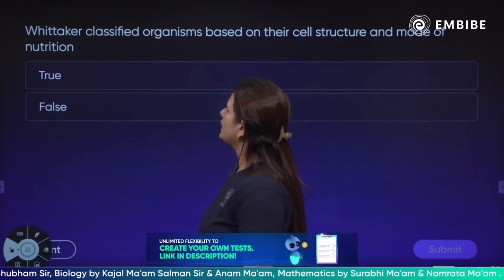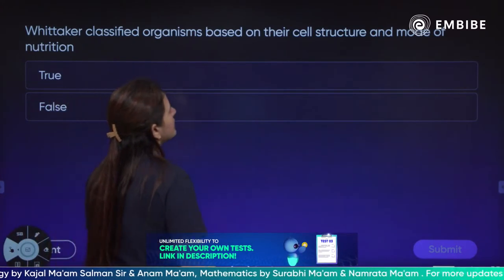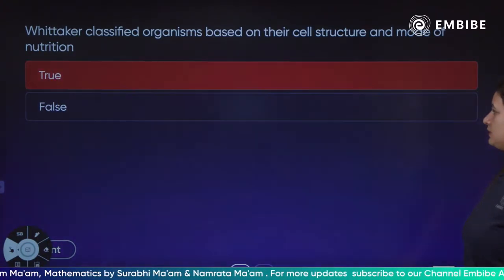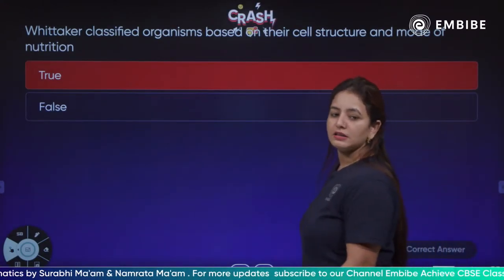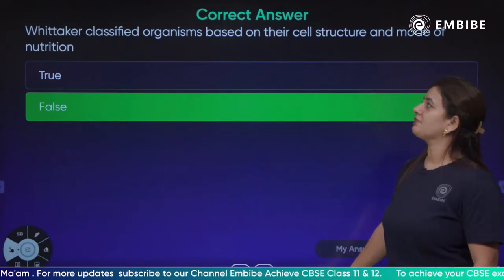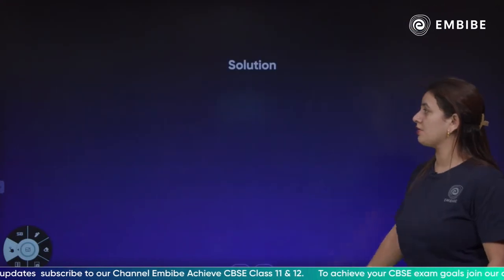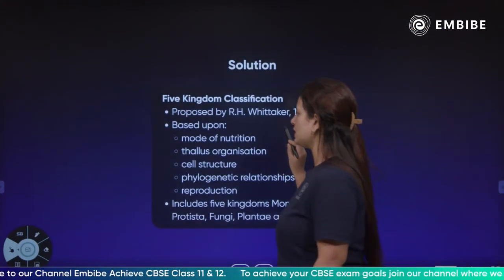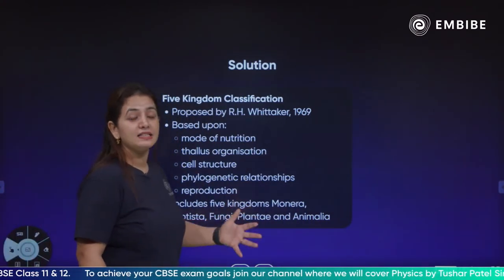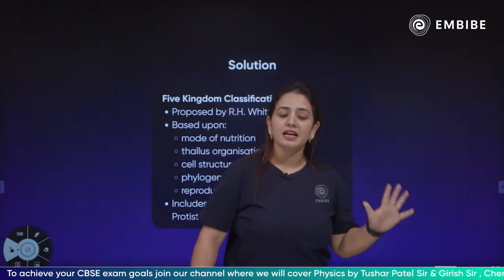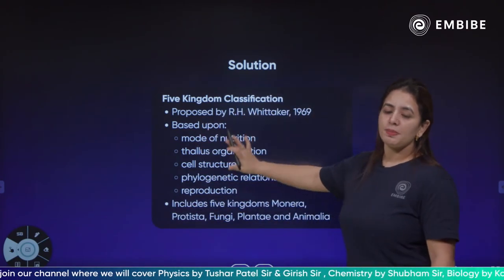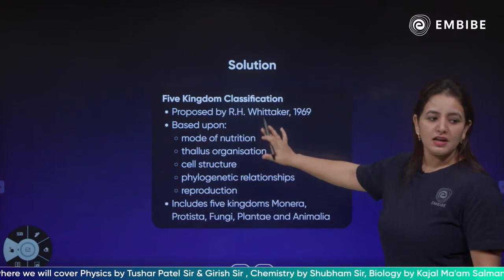Okay, next, Whittaker classified organisms on the basis of their cell structure and the mode of nutrition. Whittaker classified organisms based on their cell structure and mode of nutrition. No, it is absolutely false. The correct answer is false. Whittaker did not classify only on the basis of their cell structure and function. He classified on the mode of nutrition, thallus organization, cell structure, phylogenetic relationship and reproduction. Yes, the Whittaker classification, which is the five kingdom classification, was widely accepted because of this. These are the basis of the classification.